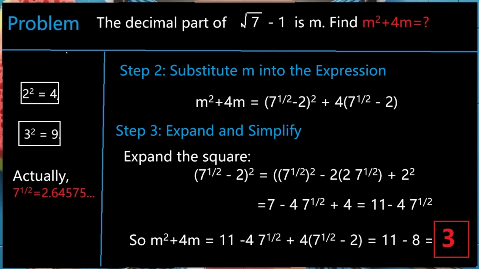First, expand the square of the square root of 7 minus 2, which is equal to 11 minus 4 times the square root of 7. Next, add the 4m term. We get this term as 4 times the square root of 7 minus 8. Now combine the results. All the irrational parts cancel out, leaving a clean, exact integer. So the final answer is 3.